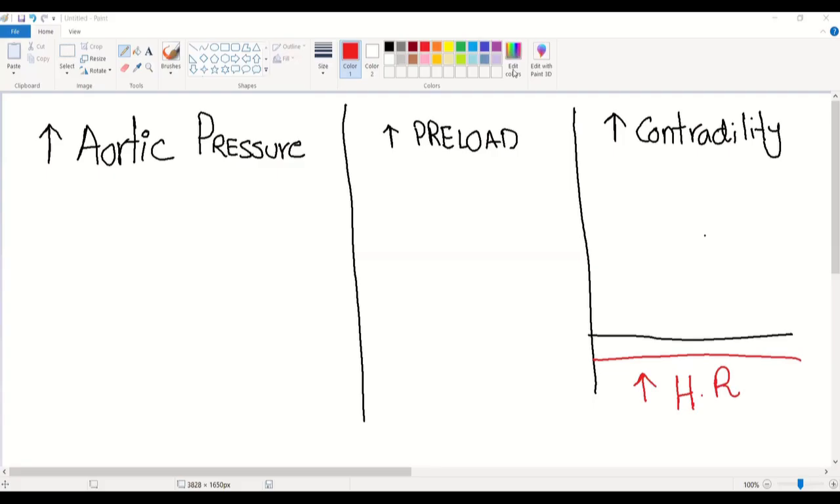Okay, before moving toward the actual topic, that is the cardiac cycle, first we have to discuss some basic things that are related to the pressure volume loop and the cardiac cycle.